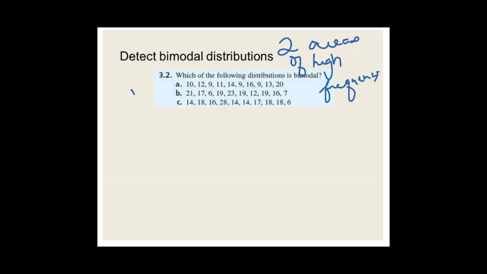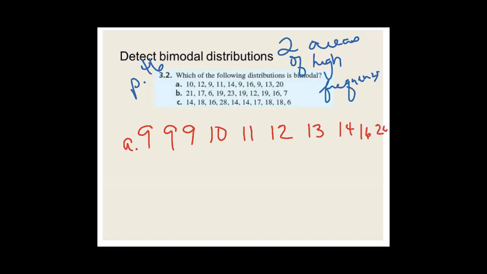Begin by ordering the scores. For question 3.2a, the ordered scores would be 9, 9, 9, 10, 11, 12, 13, 14, 16, and 20. There's clearly only one mode for these data, the number 9. Thus, the distribution is not bimodal. If I looked at the distribution, it would be positively skewed because the majority of the values lie in the low range.